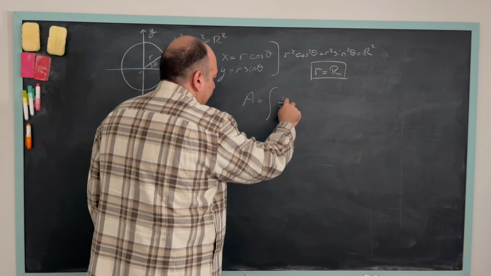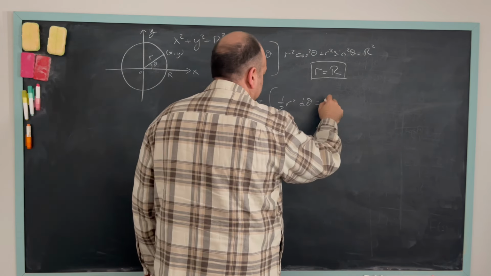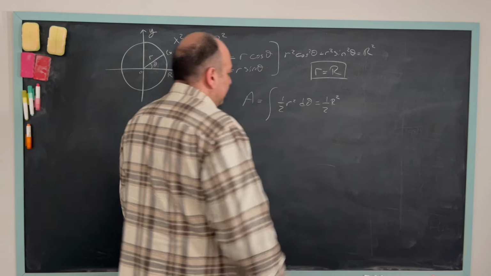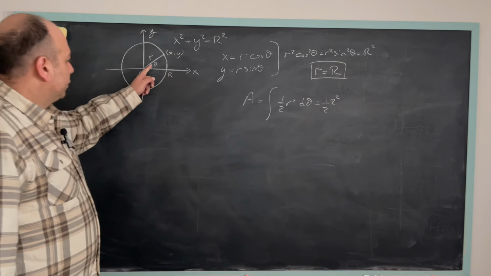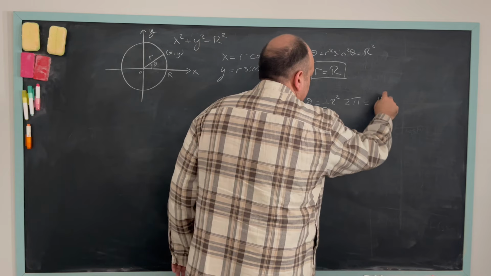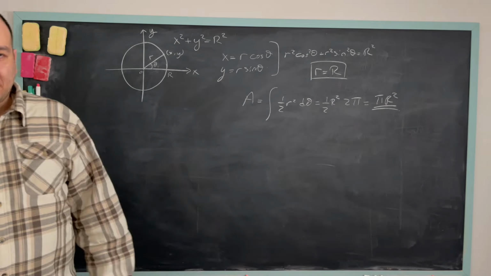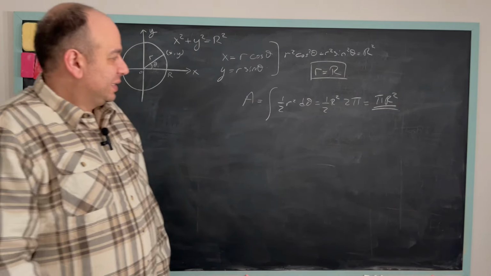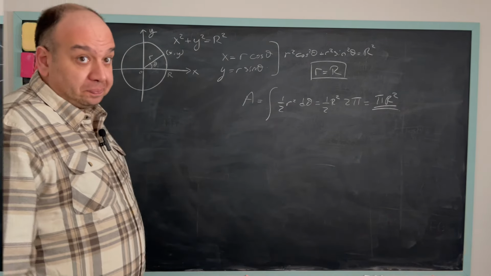So it was 1/2 r squared d theta. But this time, r is a constant, we can simply take it out, so 1/2 r squared. How does theta change here? From 0 to 2 pi. So you can simply multiply by 2 pi, and this gives you pi r squared, as before. As you see, this method turned out to be much easier to apply.